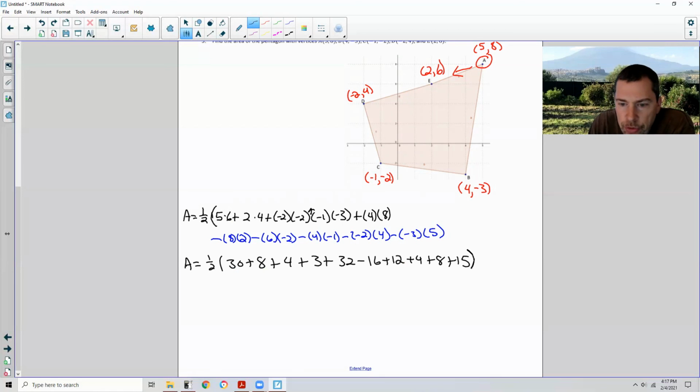Okay, so now we're going to multiply. I don't need 2 parentheses. We are going to simplify what's in the parentheses. 30 plus 8 is 38, 42, 45, 77, 67, 61, 51, 49, 45, 37, 27, 22. 1/2 of 22. So the area equals 11 units squared.